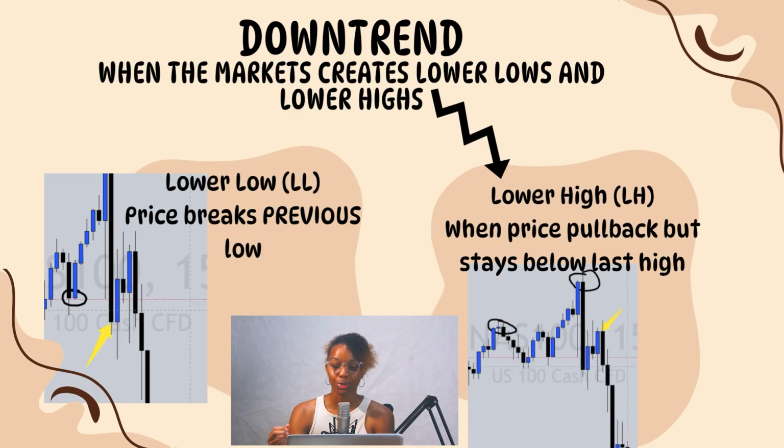Lower highs. This is when price pulls back, but it stays below the last high. In this one, I have two examples to show. Look at where they are both circled. Price pulled back, but it still stayed below that last high. And as you can see where the yellow arrow is pointing, price pushed all the way down. This is how you know you have a downtrend.